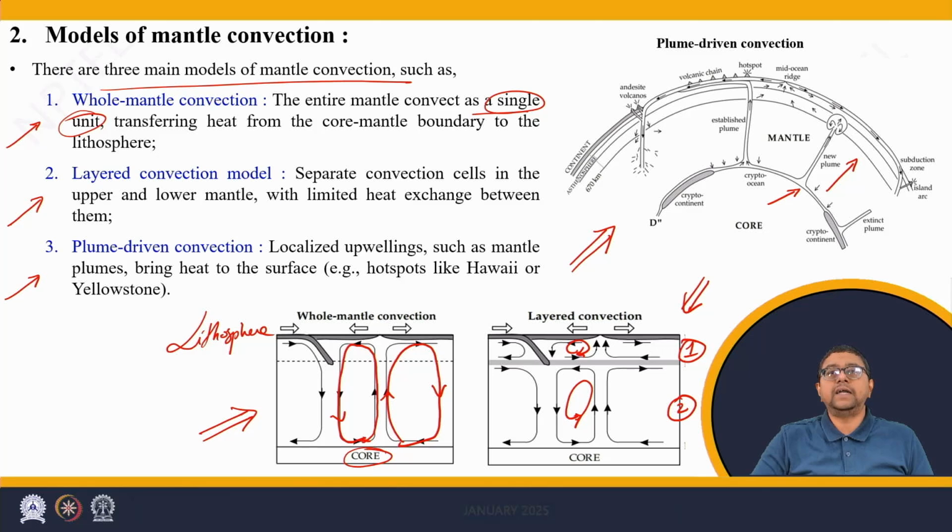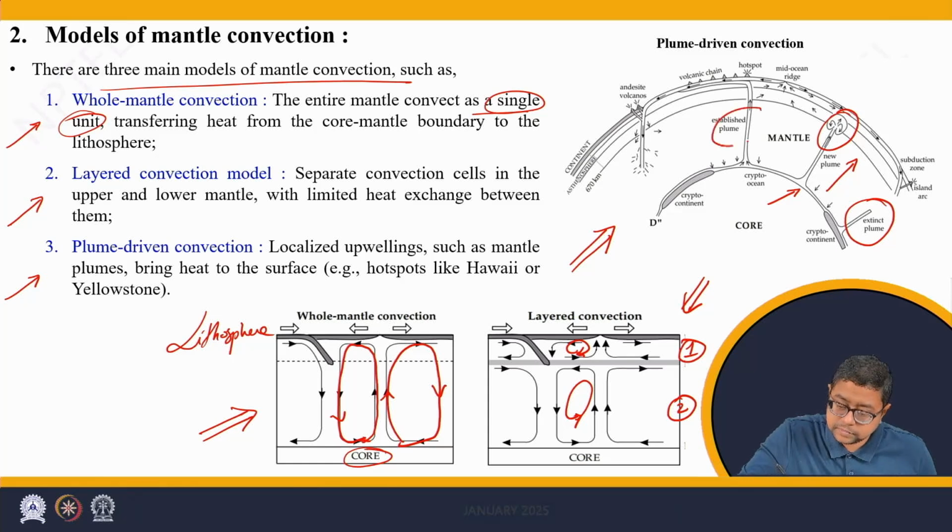You can see that in this diagram there are various plumes at certain stages of evolution. This is a new plume. This is an extinct plume, which shows that the plume had evolved towards certain time after which it got destroyed. This is an established plume which has completed its cycle and its evolution right from its generation at the core mantle boundary up to reaching the lithosphere.